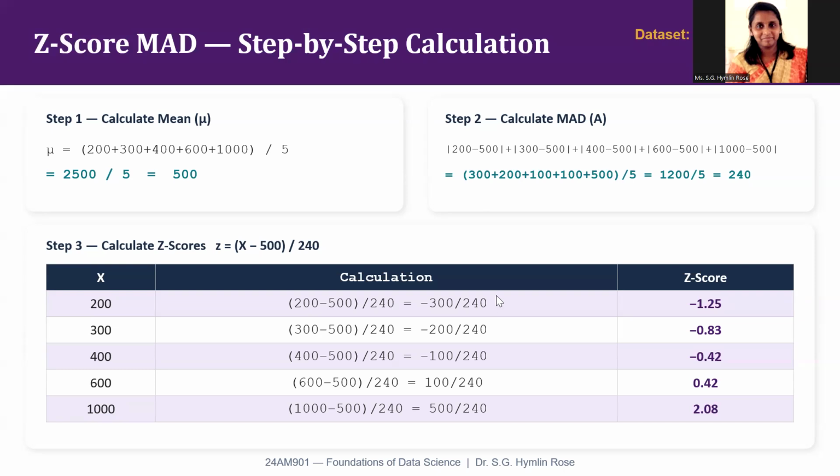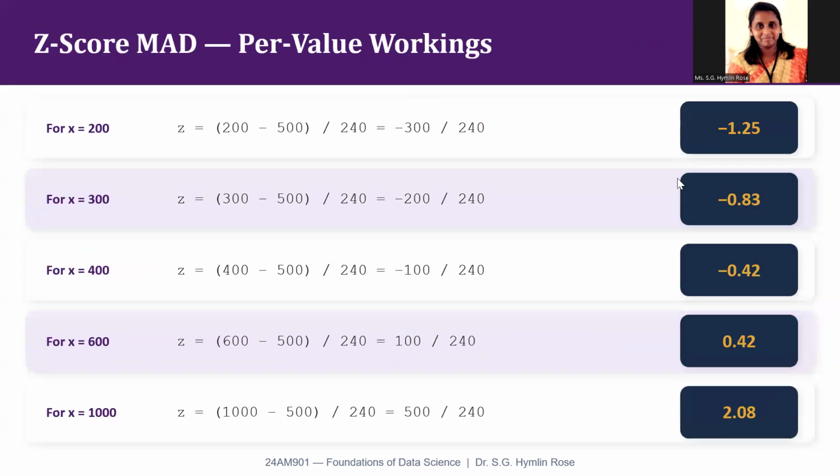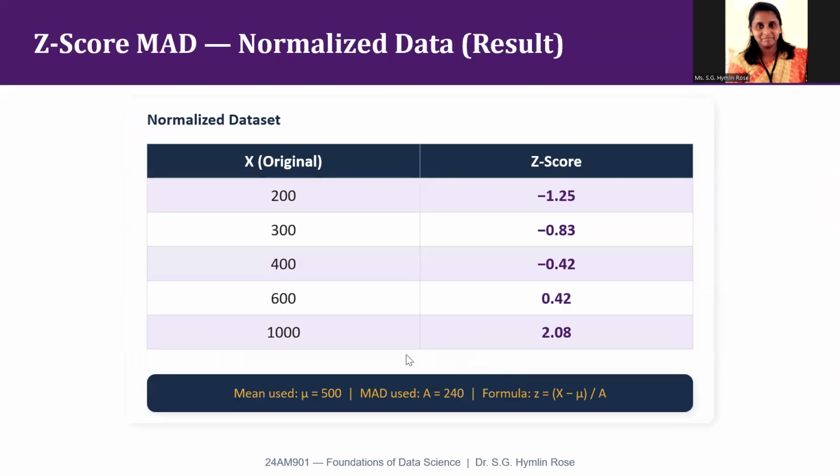Here the major thing is that by using absolute values, outliers have a proportional rather than amplified effect. So it is more robust. That is the major advantage of using this particular method. And with this method, you will be getting all the values as minus 1.25, minus 1.83, 0.42, 0.42, then 2.08. So this is the final answer.